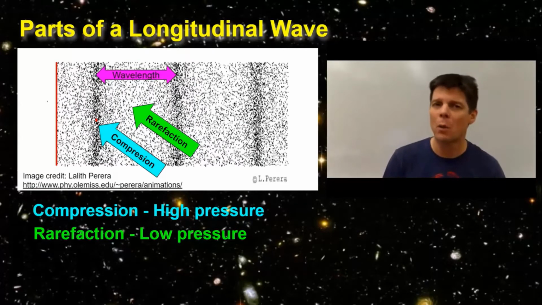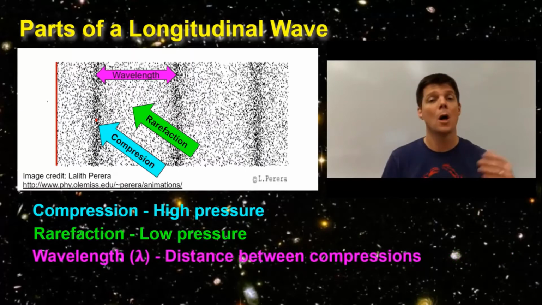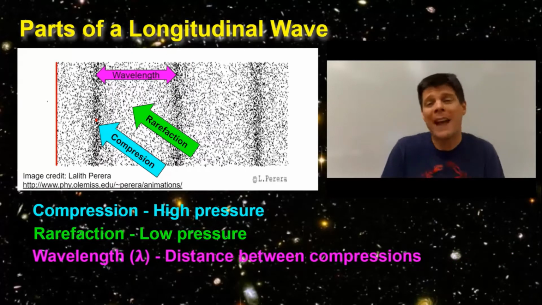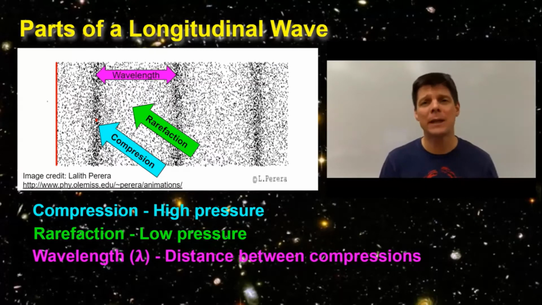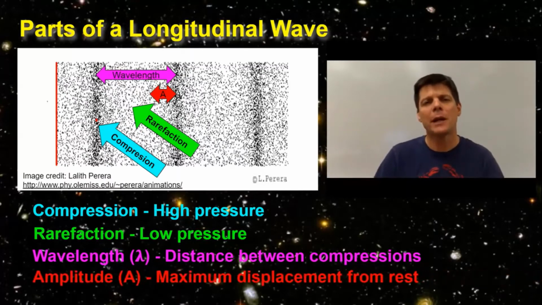There's some other things that we want to know about. So longer wavelengths mean a lower frequency, and that's going to mean a lower pitch, whereas shorter wavelengths are going to mean a higher frequency. That's going to mean a higher pitch. Now we also consider amplitude. Amplitude is the trickiest of these with sound waves, I think. Amplitude is the maximum displacement of the wave from its rest position.